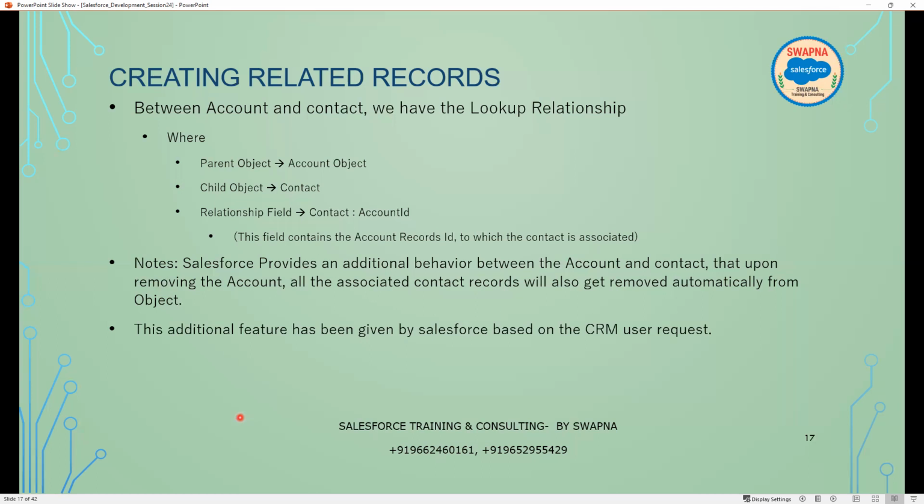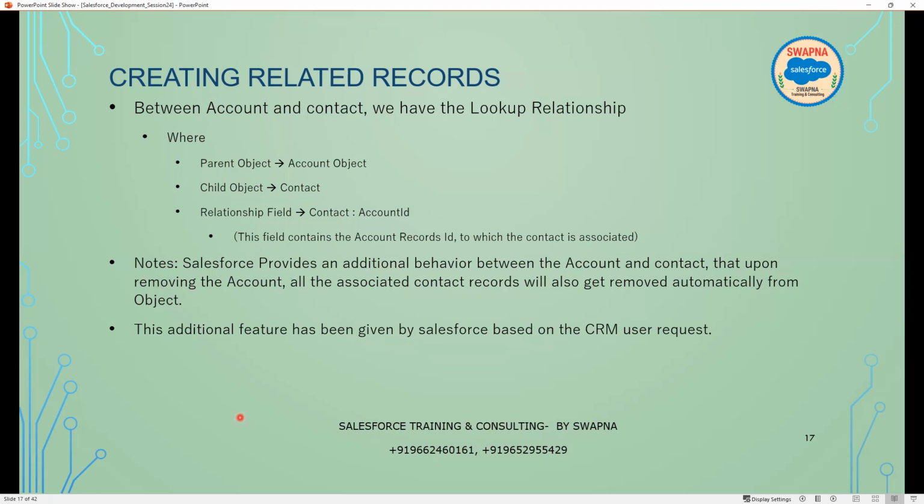Now, this is the interview question. They will ask you what is the relationship between the account and contact. Those are the standard objects. If you say lookup relationship, then they will say, okay, if I delete an account, what will happen to the child record? As per the lookup relationship, it should not delete it.